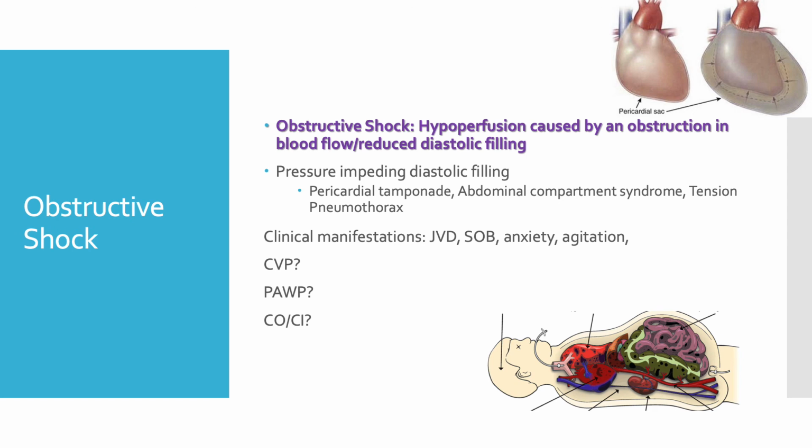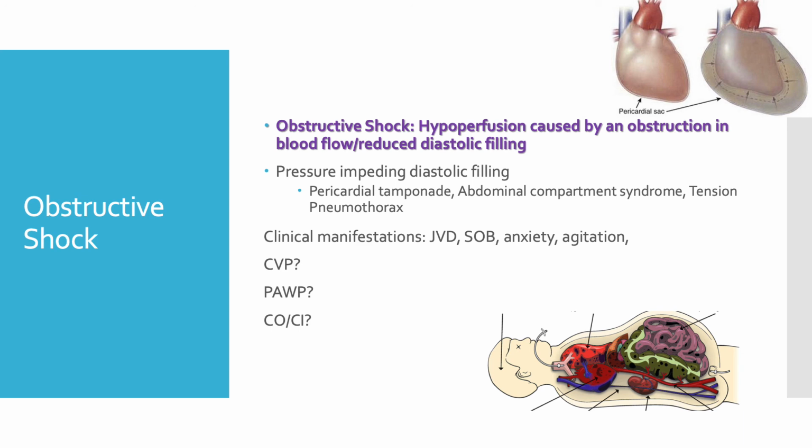So moving from distributive shocks, let's review our last category, obstructive shock. So here we will still be referring to hypoperfusion, but this hypoperfusion is caused by an actual obstruction of blood flow, and it's not allowing the heart to fill up with blood, which, as you remember, is a very important thing. When you're pumping blood out, you need something coming in. So nothing coming in, nothing going out of the heart.